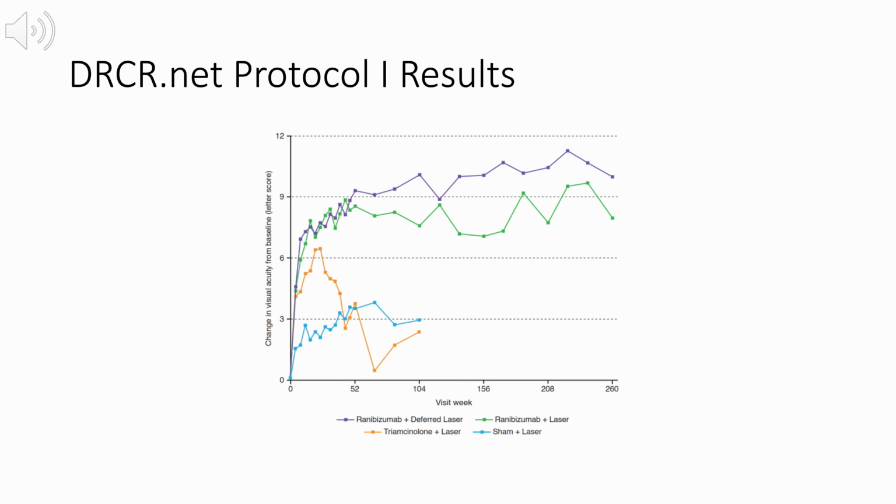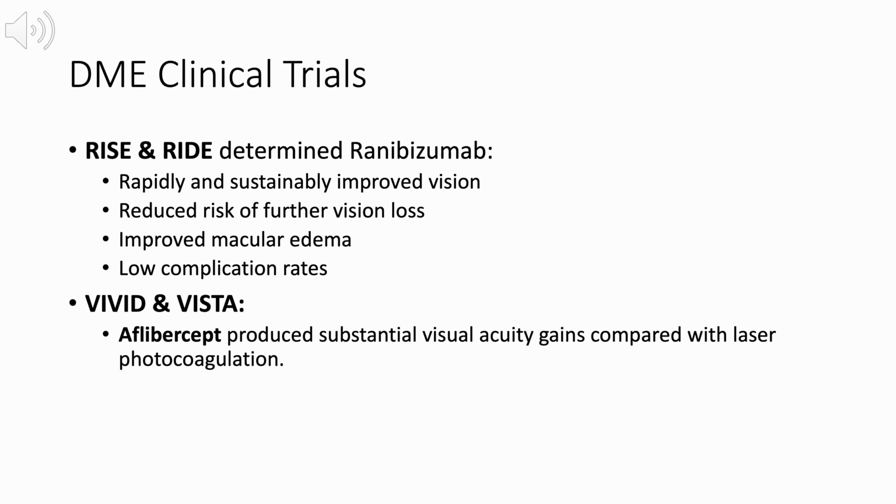What I want you to take from these figures is the shape of the curves as much as their endpoints. The anti-VEGF benefit appears early, and it is durable. The RISE and RIDE trials evaluated ranibizumab and determined that it rapidly and sustainably improved vision, reduced the risk of further vision loss, improved macular edema, and did so with low complication rates.